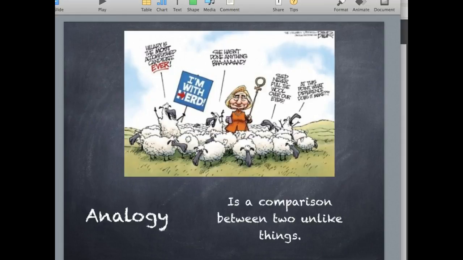At other times, they will use analogies to compare two unlike things and get their point across. Sometimes the analogies will be in a thought bubble. Sometimes it'll be more of what the picture is. Here it's Hillary Clinton herding sheep. That's the analogy that the cartoonist is getting across.